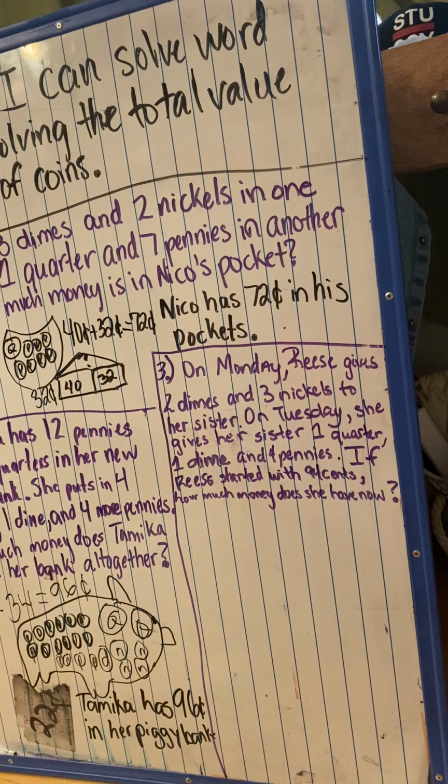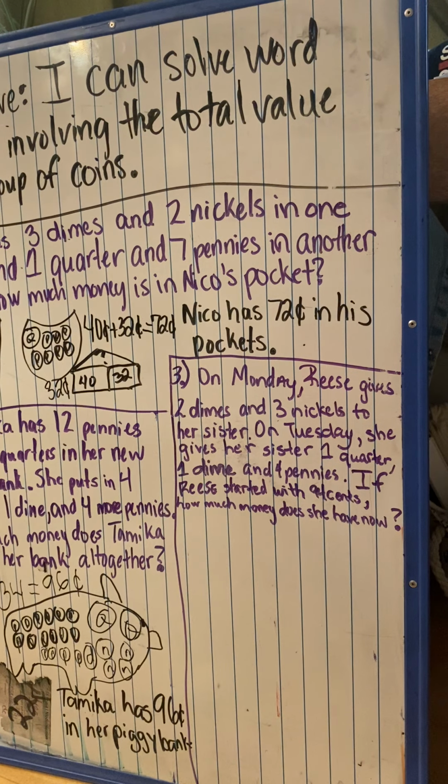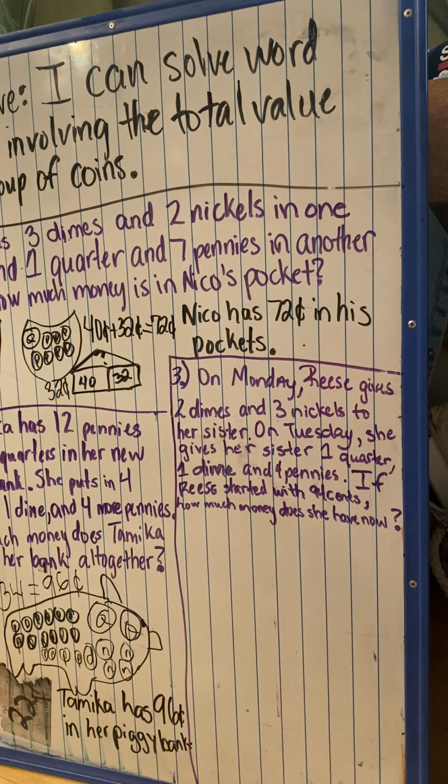It says, on Monday, Reese gives 2 dimes and 3 nickels to her sister. On Tuesday, she gives her sister 1 quarter, 1 dime, and 4 pennies. If Reese started with 94 cents, how much money does she have now? All right, so we read the problem.